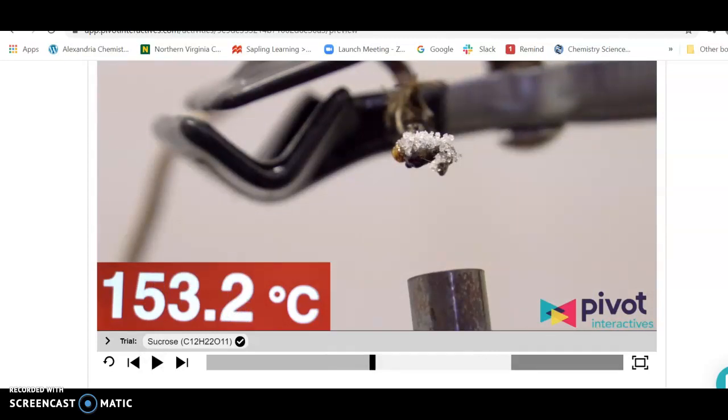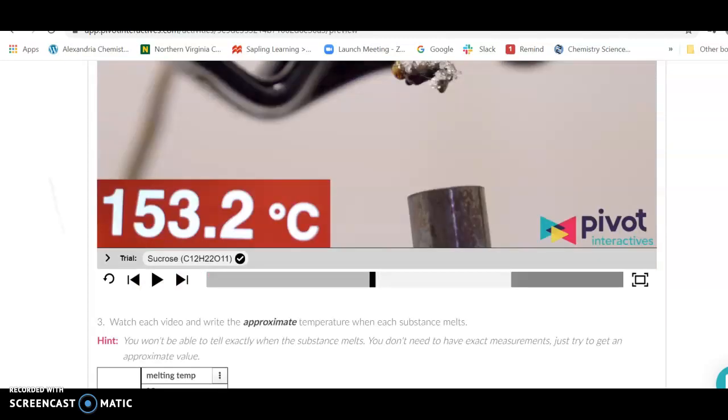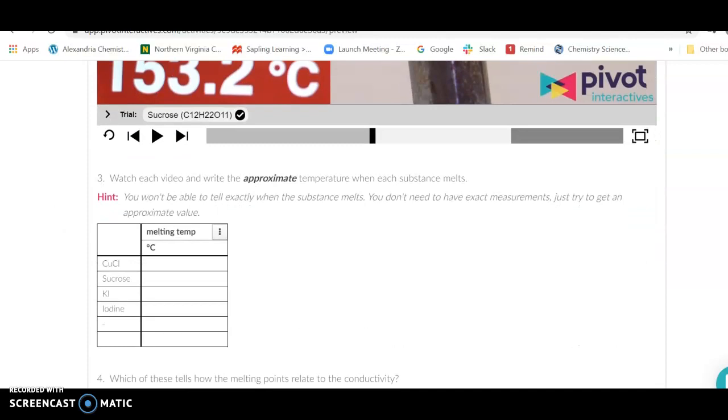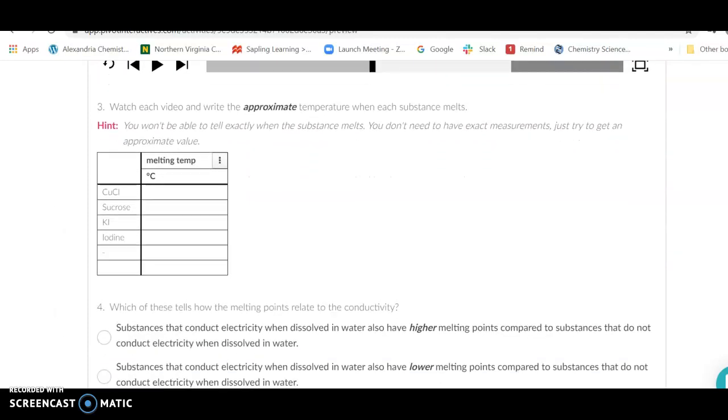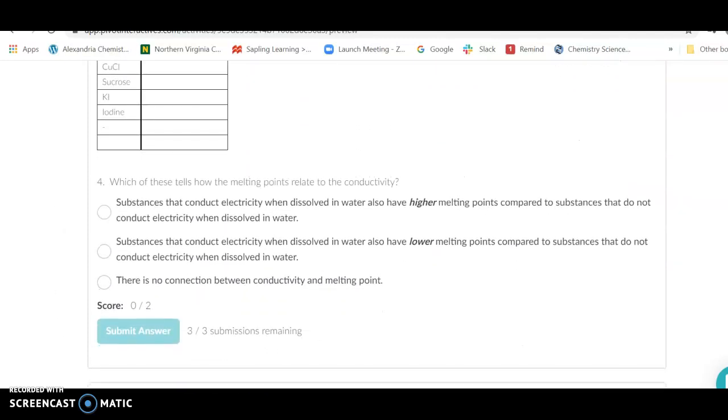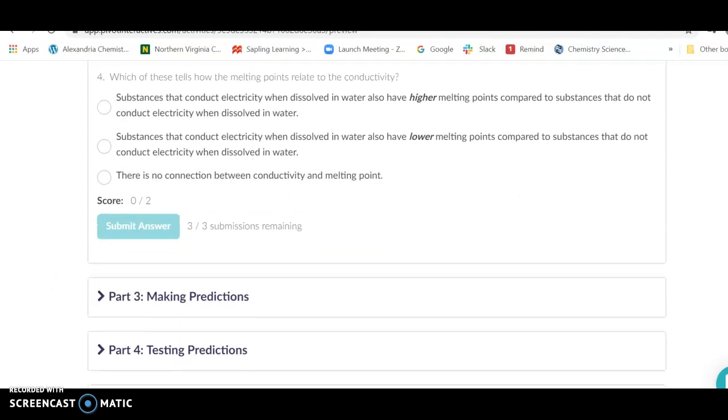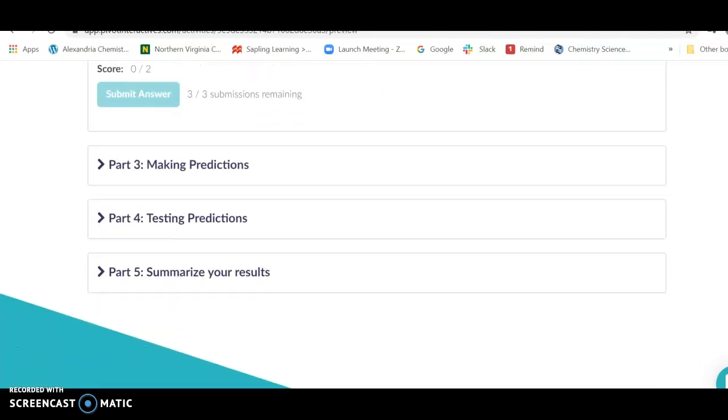Now, your job is to pause the video at that point and record the temperature. It's going to be a range, and these are going to be approximate. We'll put the temperatures in for each of the solids and then relate the activity to the melting points. Keep going until you finish and summarize your results. When you're done, go ahead and submit the lab and make sure you understand why some compounds will conduct electricity, what's going to happen to their melting point, and whether they are ionic or covalent.